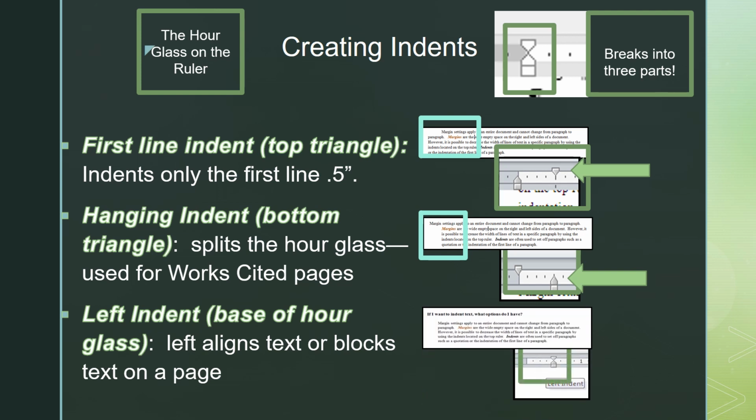If you look at the example, you're going to see that I moved the left indent to 0.5. Notice the whole entire indent or hourglass moves to 0.5. If you look at the paragraph example above, you're going to see that all of the lines in that paragraph are blocked or set at 0.5.